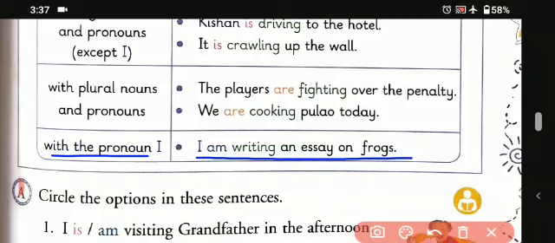Okay students. So I hope you have understood what I have taught you in this chapter, part 1 of this chapter. So in the next video we will discuss the further exercise.